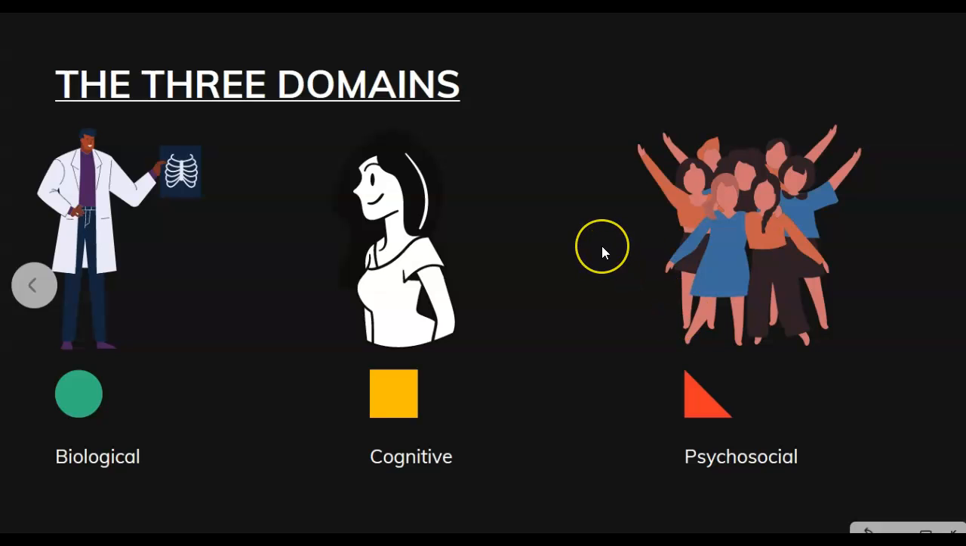All right? And so as we walk through this class, we will talk about biological growth, and we'll talk about cognitive growth, and we'll talk about psychosocial growth. It's important, though, to begin thinking in terms of how all of that is happening together within an individual. Okay.